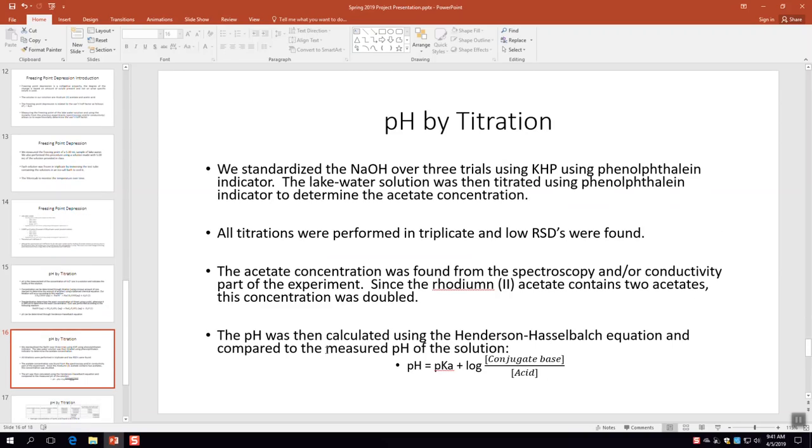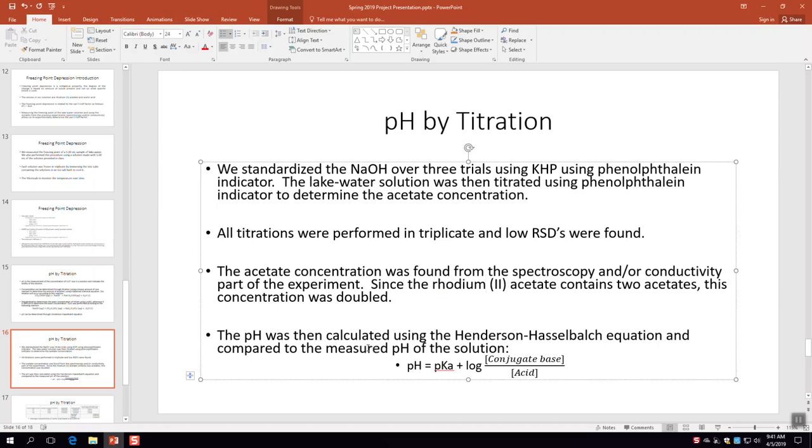So when we look here, the first thing we did was we standardized the sodium hydroxide over 3 trials using KHP and phenolphthalein as an indicator. All titrations were performed in triplicate, and we found low relative standard deviations, which meant that our titrations were done precisely. We have a typo here. The acetate concentration was found using spectroscopy in our case, and since the rhodium(II) acetate contains 2 acetates, we did have to double that concentration.